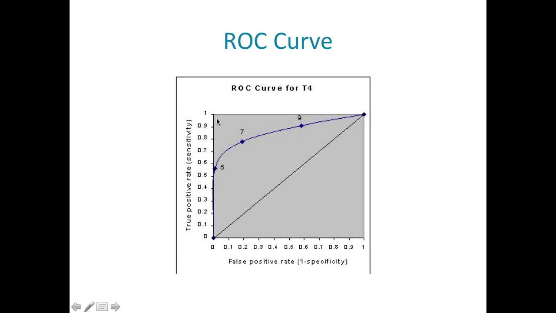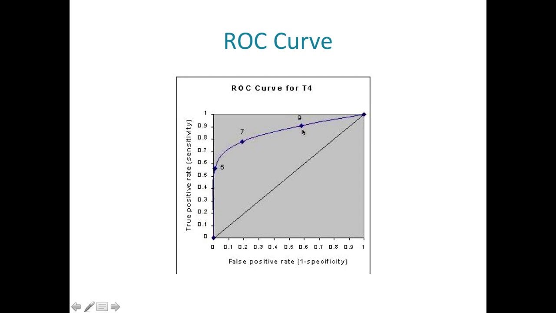Ideally what we want to go for is something like going to this corner. Basically, we want to be able to detect the positive cases that we have. We want to be able to determine all the hypothyroidism cases that we have, but at the same time we want to have the smallest false positive rate possible. Okay, and so 0.5 is kind of okay.